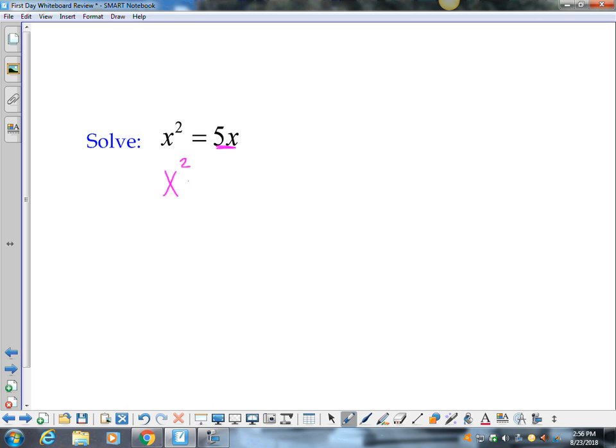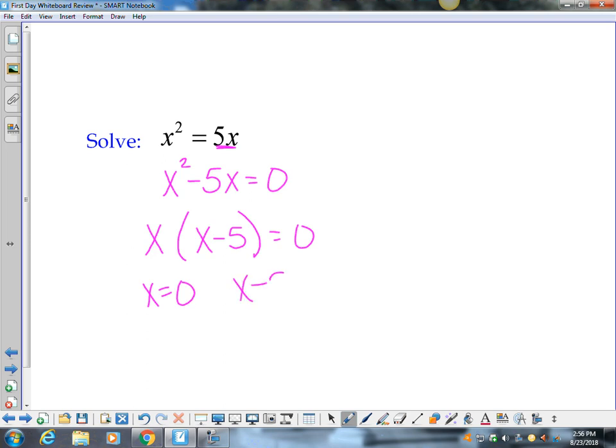What you need to do here is subtract the 5x over and get it equal to 0, and then you need to factor this. And it's really funny because a lot of kids right here get stuck on how to factor this, when this is just a very, very simple GCF. They both have an x in common. And then I set each one equal to 0 and solve it. And I get my 2 answers.